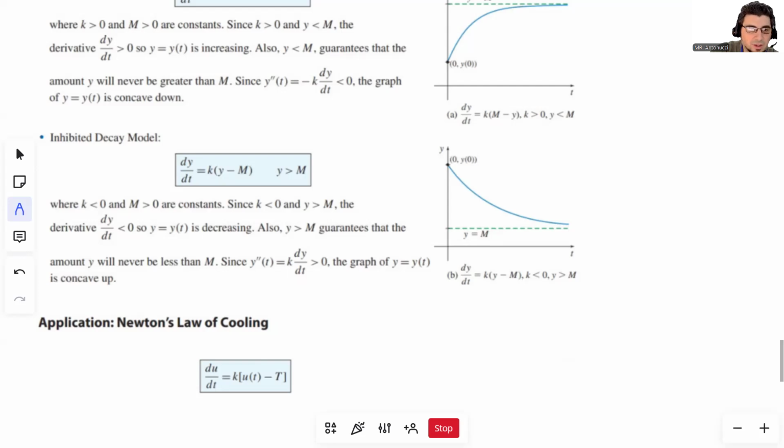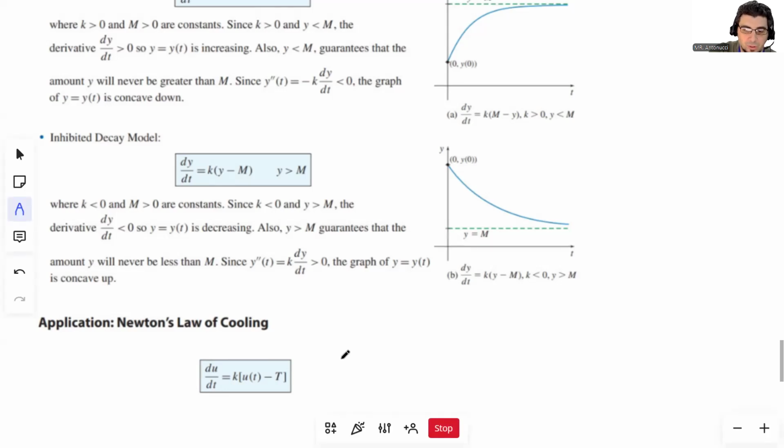One of the applications that comes out of this is Newton's law of cooling, where du/dt equals k times (u(t) minus T). In this situation, u(t) represents the temperature of the object. Capital T represents a constant temperature, usually the temperature in the room or in the oven or in the freezer, the surrounding medium, if you will. And k is a constant that depends on the object.